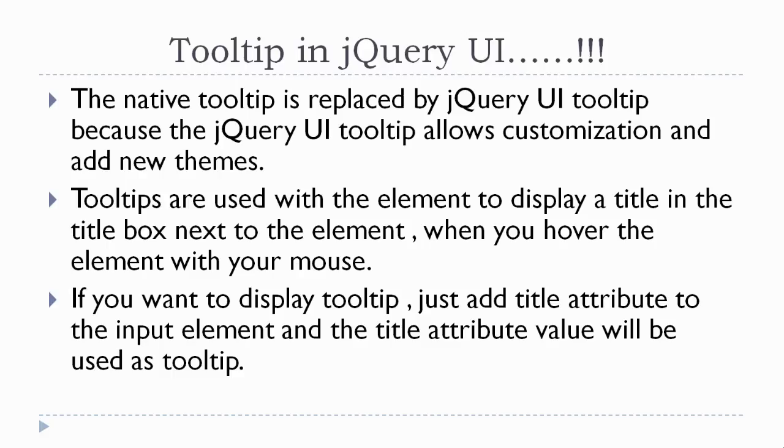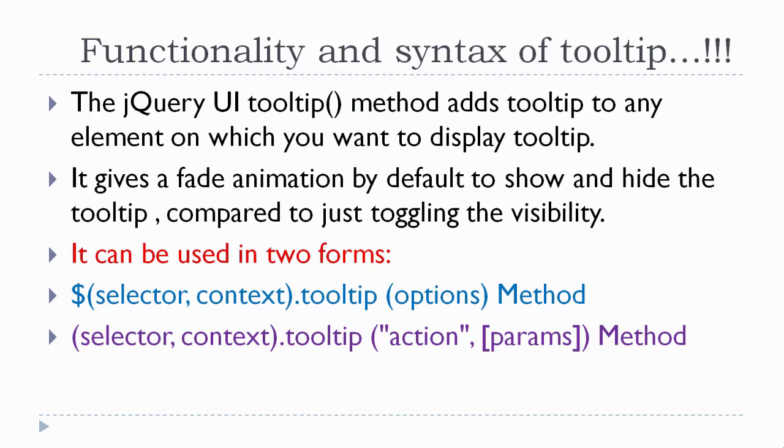Tooltips are used with an element to display a title in a box next to the element. When you hover over the element with your mouse, so whenever you put your mouse on that particular block, a tooltip will appear telling what you have to do or what you have to fill here. If you want to display a tooltip, just add a title attribute to the input element and the title attribute value will be used as a tooltip. So whenever you are declaring any ID, at last you can use a title here. The title part will be used as the message which serves as the tooltip for it.